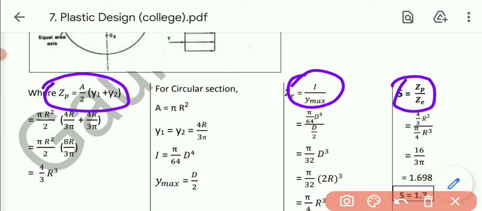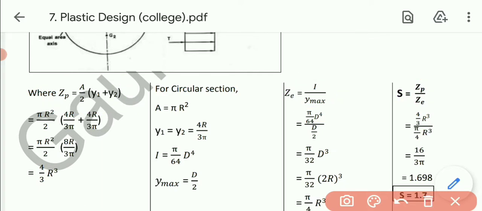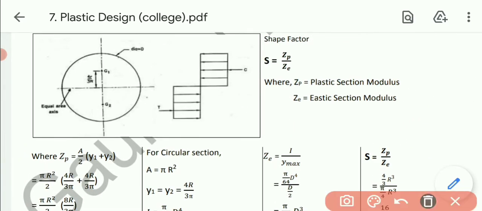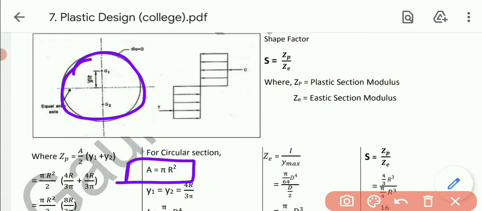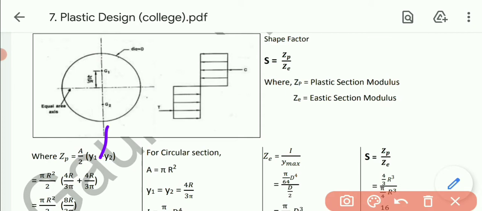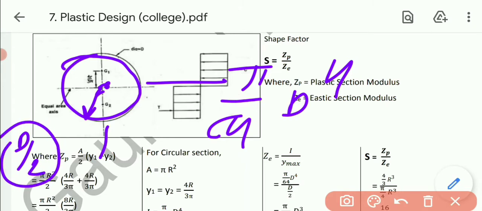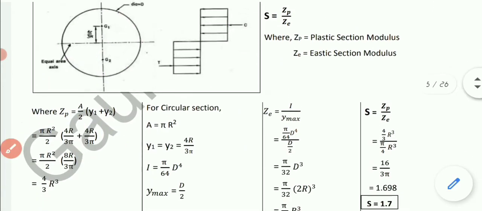So once again we need 4 unknown parameters: area, CG, y1, y2 and MI. So let's start with the first unknown. First unknown means area. Now we know that for the circular section of the radius r, area will be obviously pi r square, or in case of the diameter, pi by 4 d square. Now talking about MI, for the circular section the MI formula is pi by 64 d raised to 4. And talking about CG, CG is always at the center, so it is either d by 2, or the radius r.